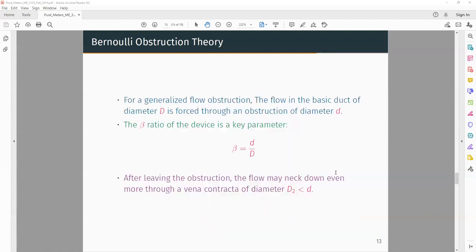For a generalized flow obstruction, the flow in the basic duct of diameter D is forced through an obstruction of diameter small d, and beta is the ratio of smaller d divided by capital D, and it's the key parameter of this device. And after leaving the obstruction, the flow may neck down even more through a vena contracta of diameter d2, which is less than small d.